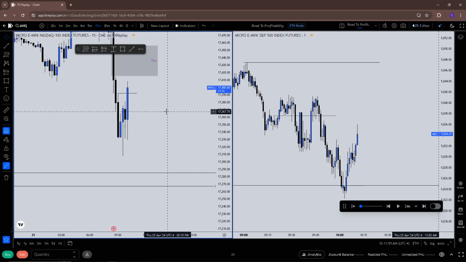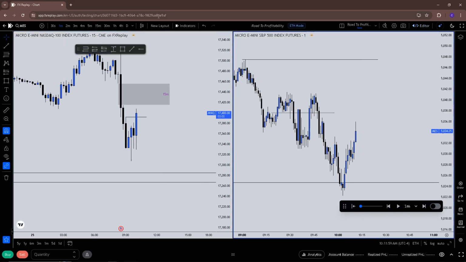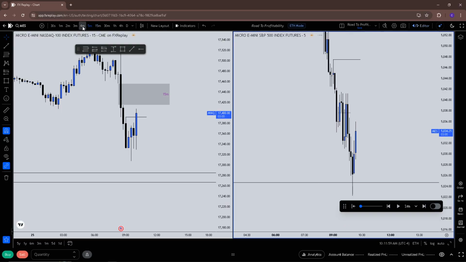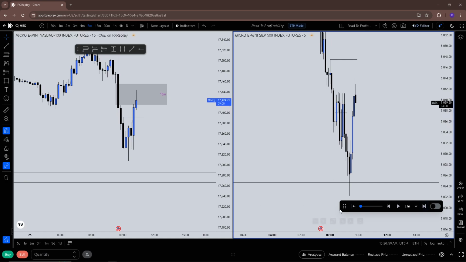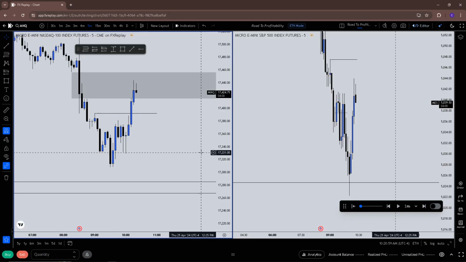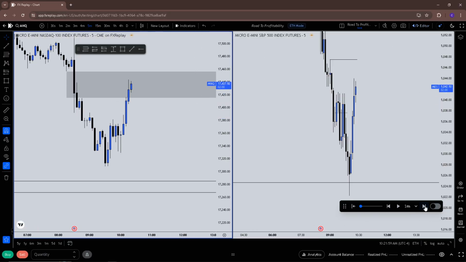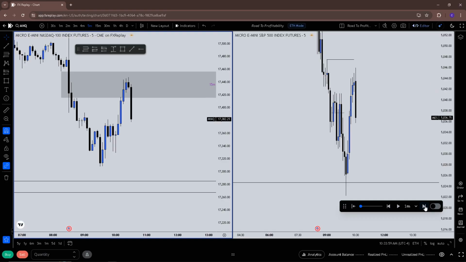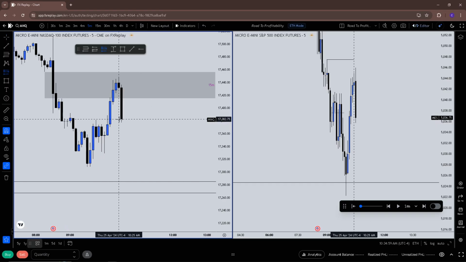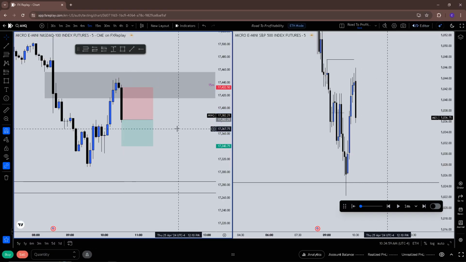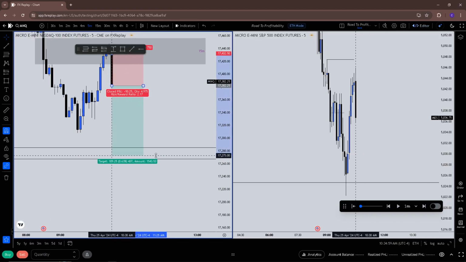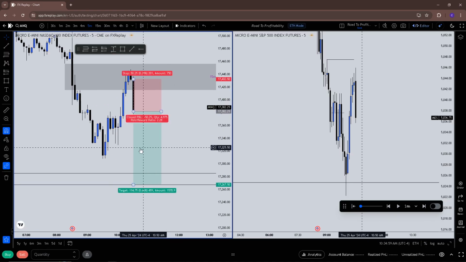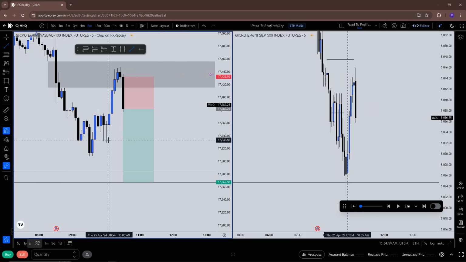Gonna come up, sweep out this high that I thought we were going to originally. Now let's see if we're gonna deliver into this 15-minute fair value gap. Should tap into it. We do. Great displacement, inverse of all these. I like this. Go break even at this low.